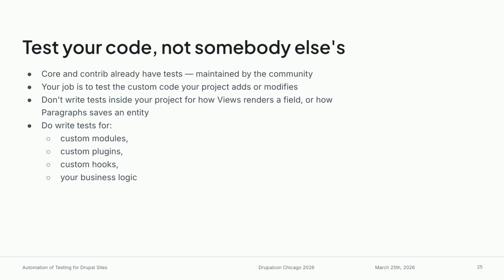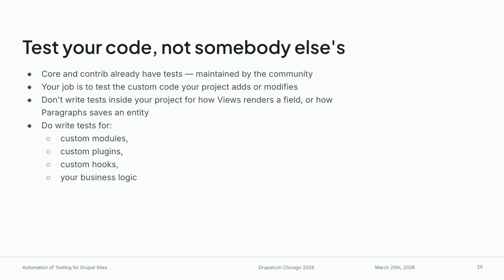Great. We know what the types of tests are. We know how to work with them. But what do we test? Well, we will test our code. We don't really need to test somebody else's code. Only our code and our team's code.